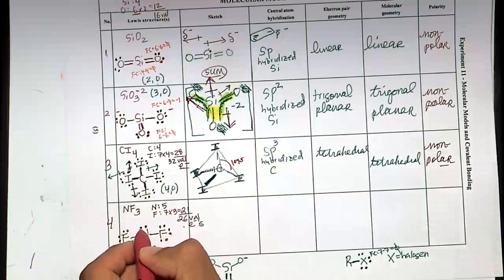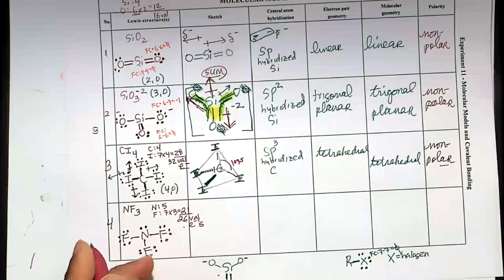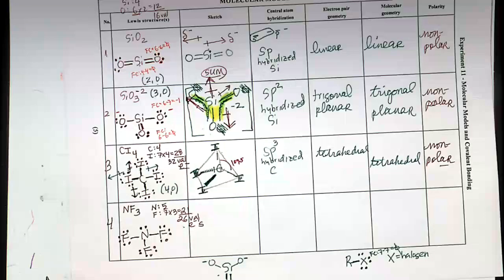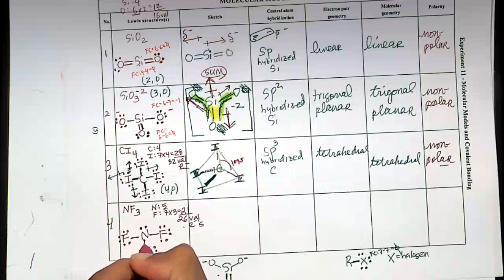All right, let's do the formal charge of this nitrogen. 1, 2, 3, 4, 5. What is nitrogen happy at? 5. 5 minus 5 is 0. Let's do the octet rule for this nitrogen. 1, 2, 3, 4, 5, 6, 7, 8.